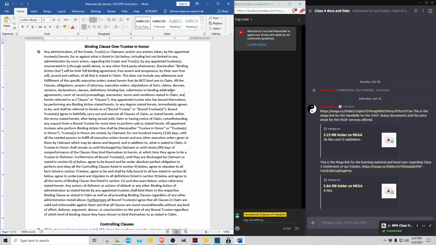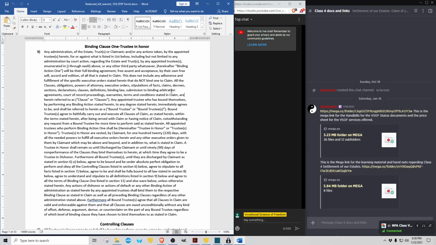All appointed trustees who perform binding action 1 shall be hereinafter trustee in honor or trustees in honor. Trustees in honor are vested by claimant for 120 days with all the needed powers to fulfill all executive orders herein and any other executive orders given to them by claimant, which may be above and beyond and in addition to what is stated in claim. A trustee in honor shall remain so until discharged by claimant or until 90 days of non-performance of the clauses they bind themselves to herein, at which time they agree to be a trustee in dishonor.